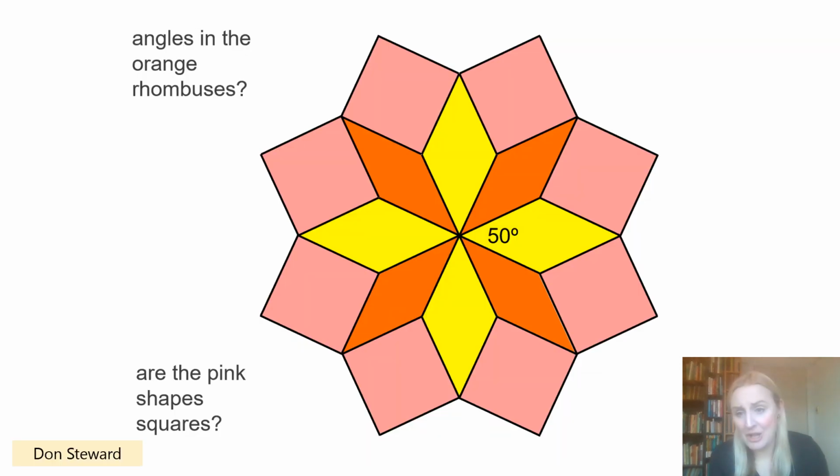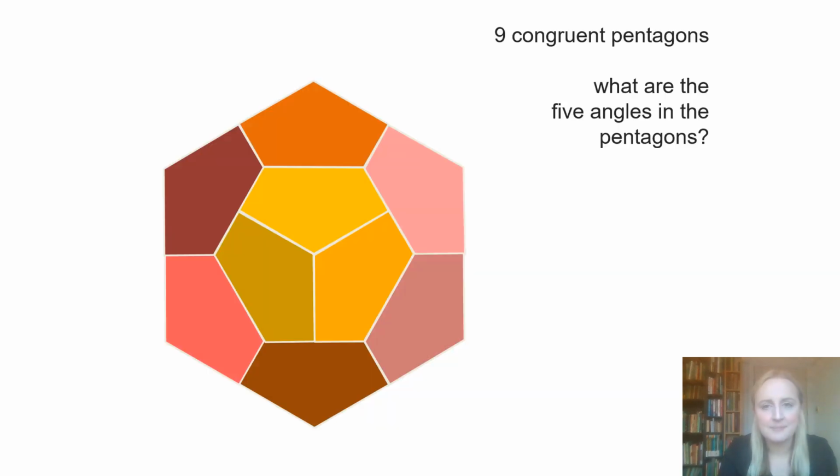Don Stewart has loads on angles and polygons. This one's really nice. You're given the angle in the yellow rhombus, and we're asked to find the angles in the orange rhombuses, but then we're asked, are the pink shapes actually squares or not? Really lovely questions from Don Stewart, as always.